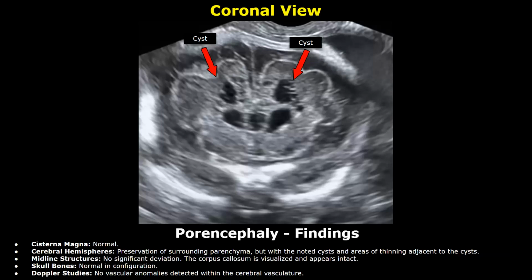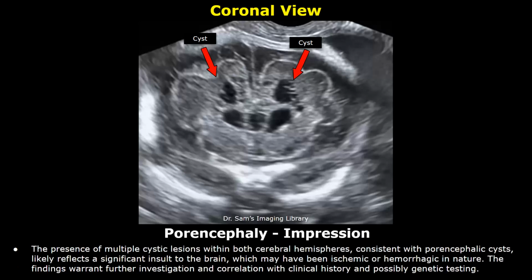Cisterna magna is normal. Cerebral hemispheres, preservation of surrounding parenchyma, but with the noted cysts and areas of thinning adjacent to the cyst. Midline structures, no significant deviation. The corpus callosum is visualized and appears intact. Skull bones are normal in configuration. Doppler studies are also normal.